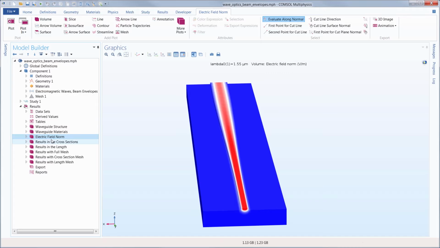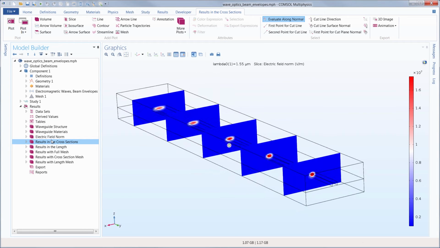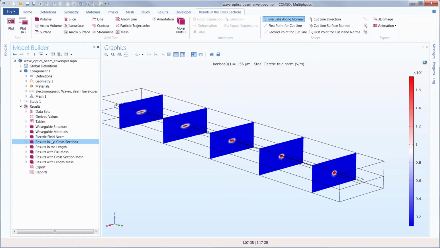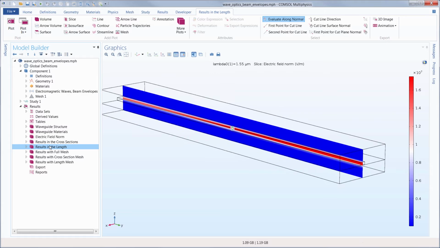If we look at any cross-section of the waveguide, the field intensity varies significantly. But if we look along the length of the structure, we can see that the field intensity varies quite slowly.